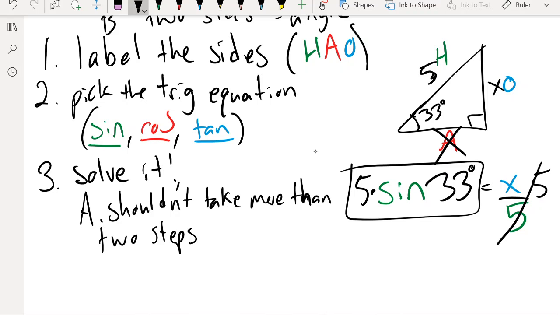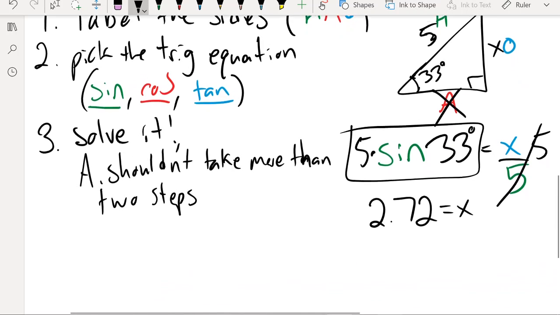So let me see what I've got here. Oh no, I'm in radian mode; degree mode. Okay. So I want sine 33, which is about a half, and then I want to times that by 5. I'm going to round to 2 decimal places because that's pretty standard for a math class. 2.72 is what I get. So 2.72 is x. That means that's the length of x. The hypotenuse has a length of 5, x has a length of about 2.72, and we're done. That's it.